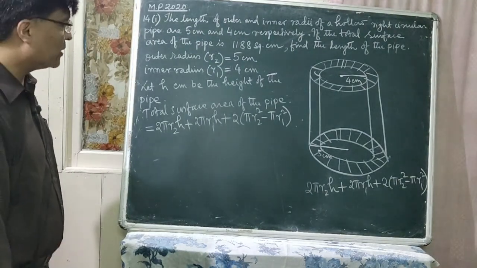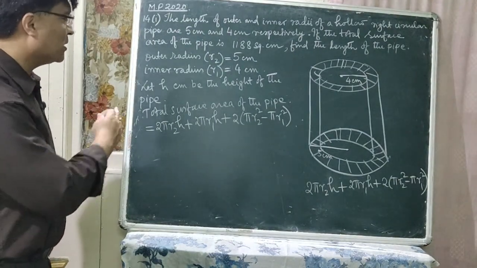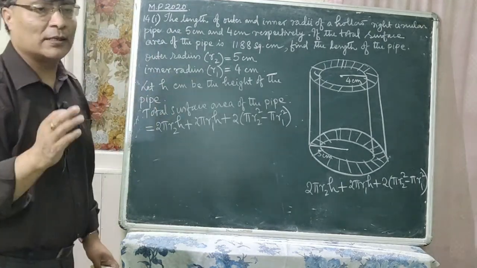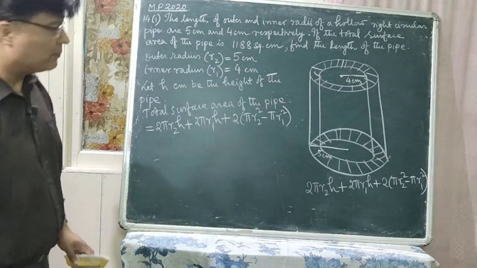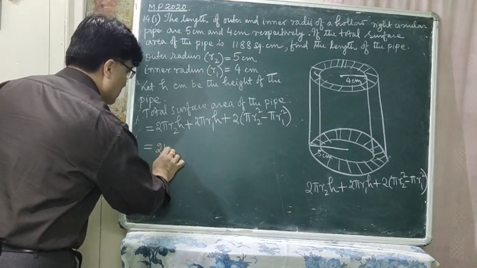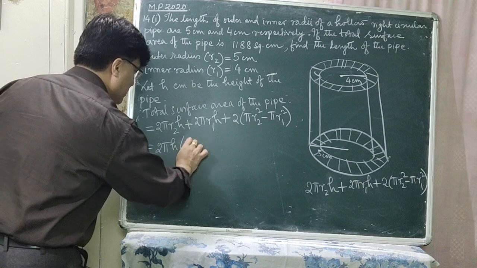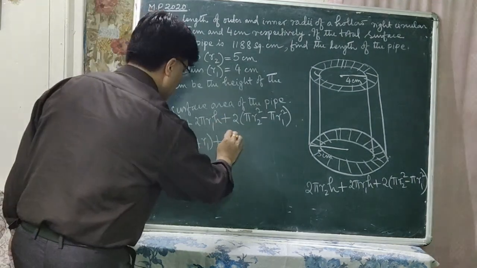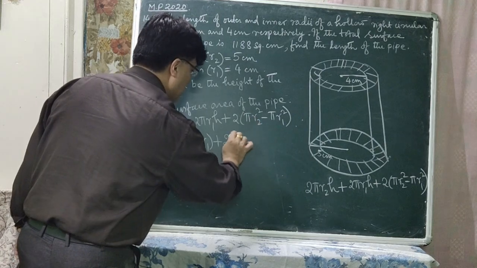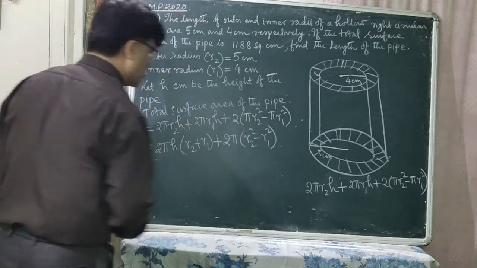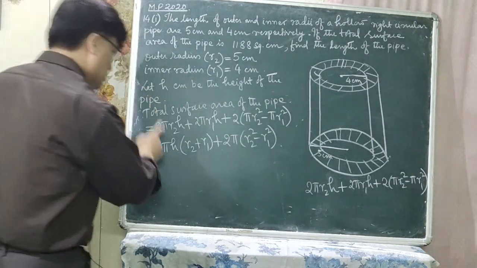So I think you have understood it. So here what is h? H is the height of the pipe. You have to find out the height of the pipe, which is equal to the length of the pipe. Okay. So what is common in this case? 2 pi h is common within bracket r2 plus r1, plus here also 2 pi is common, r2 square minus r1 square, right? So let us simplify it.